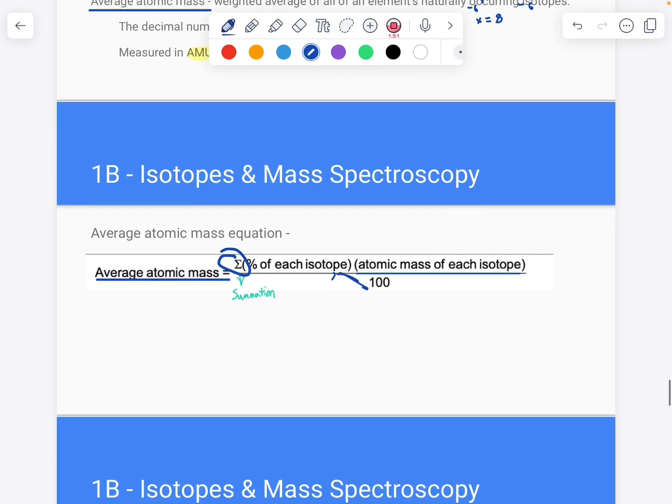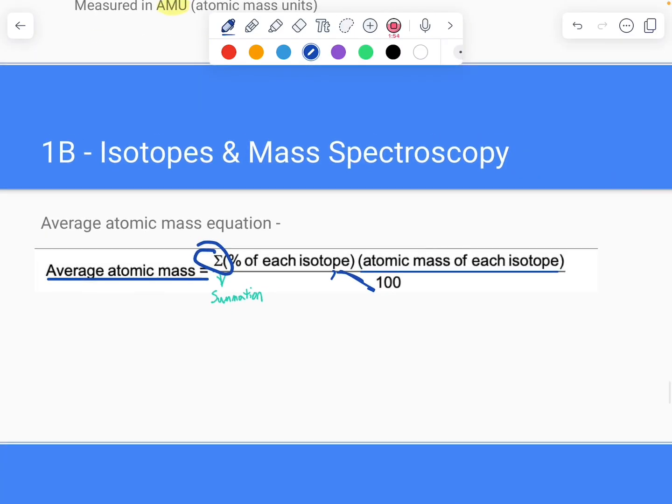Okay, so we have isotopes and mass spectroscopy. The average atomic mass equals the sigma, which is math terms for the summation, or all of them added together, of the percent of each isotope times the atomic mass of each isotope divided by 100. The shorthand way to do this is to just move the decimal 2 places when we get the percent. So say we have 80%. That'll equal 0.8 times X AMU for whatever the mass is.